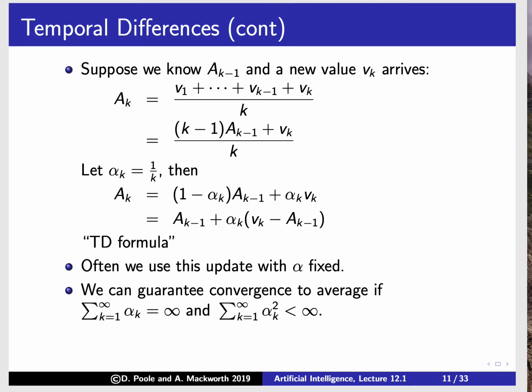In some sense, alpha k has to be big enough so the second term is big enough that we keep counting those values, and the squared value has to be less than it, so we're not going to be dominated by anything. So we're going to keep going.